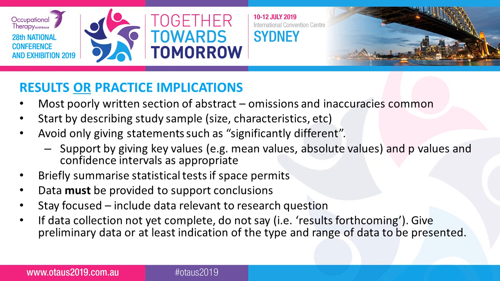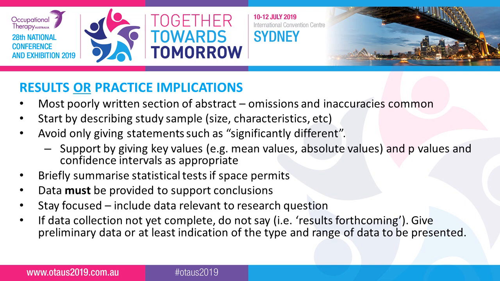Then we come to the results or the practice implications section. Now, this is a section that is really, really important for you to concentrate on. This is the section of the abstract that tends to be most frequently poorly written, and omissions and inaccuracies are quite common. A lot of people in previous years have lost marks because the results section has been poorly presented.